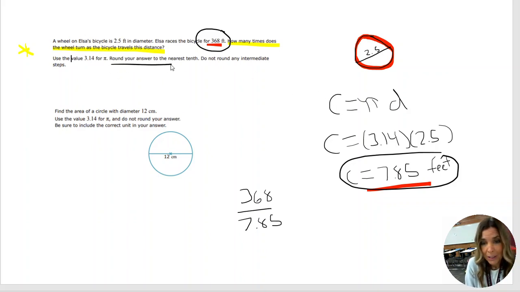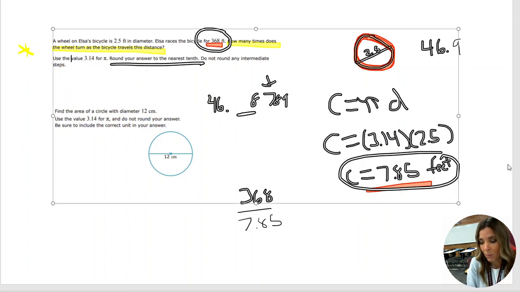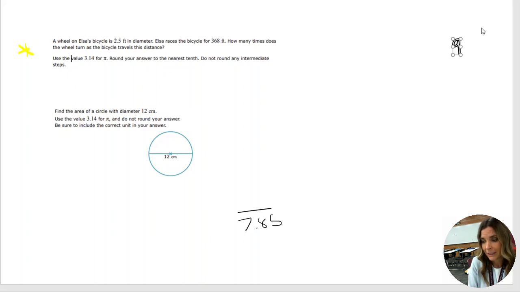So now we need to look at our instructions, which say round your answer to the nearest tenth. So if I have 46.8789, this is the tenths place. The number right after that is 5 or bigger. So the answer that you would type into ALEKS would be 46.9. So if you get a question like this on your ALEKS assignment, you just need to remember that one rotation of a wheel is the circumference.